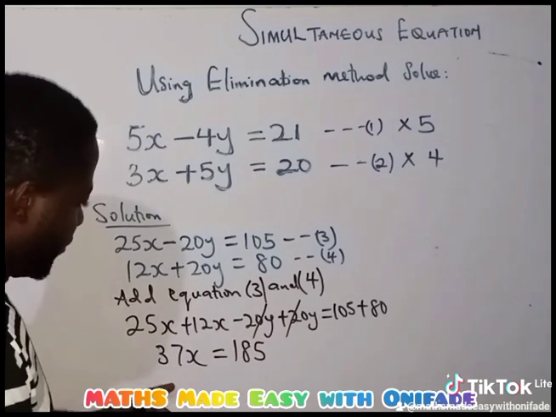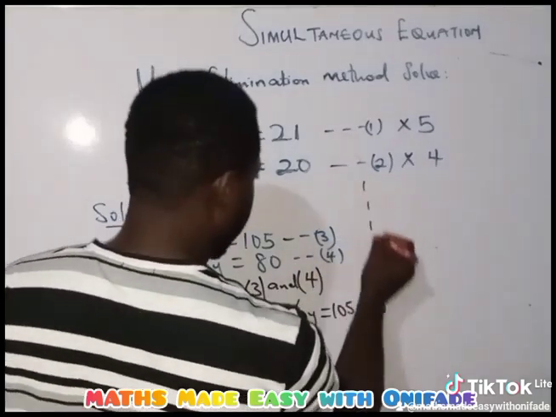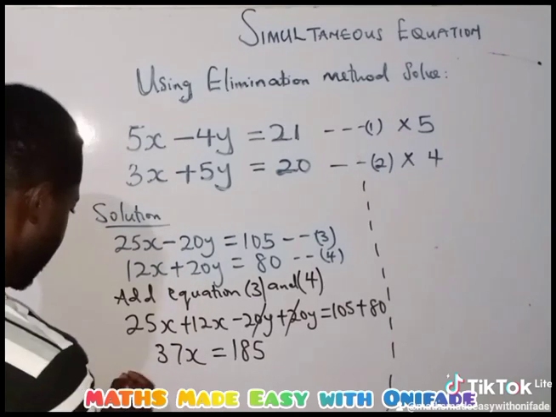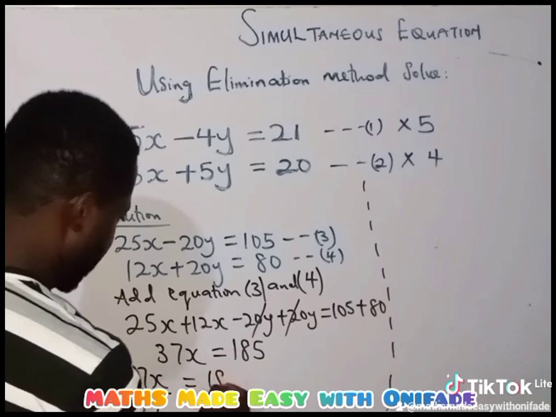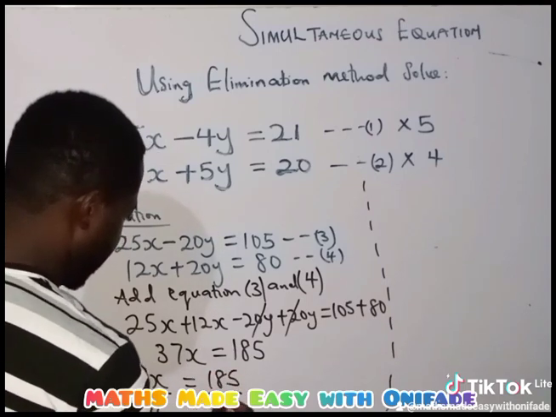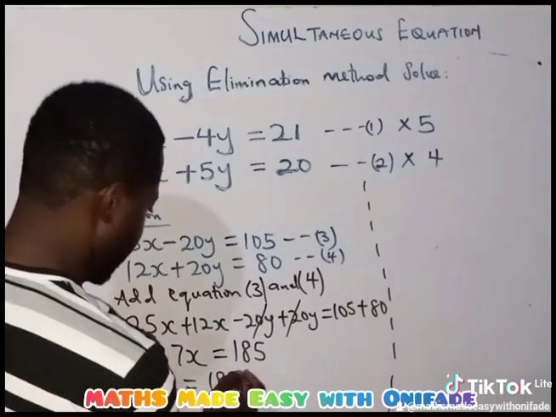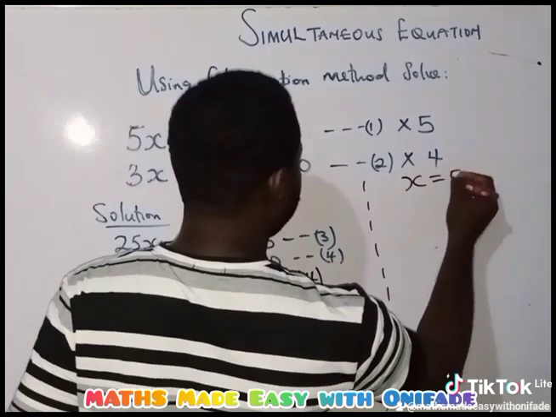Now, the next thing is to divide both sides by 37. So I'm going to have 37x all over 37 equals to 185 all over 37. So this cancels this. 185 divided by 37, that is 5. So our x will be equals to 5.